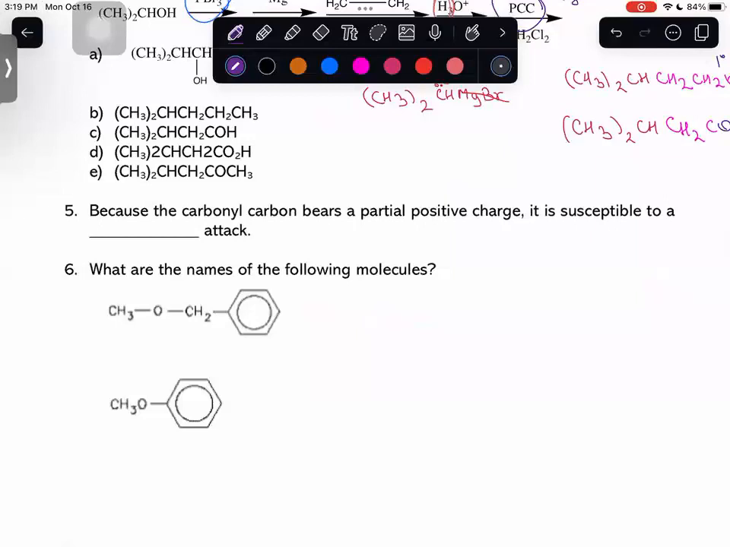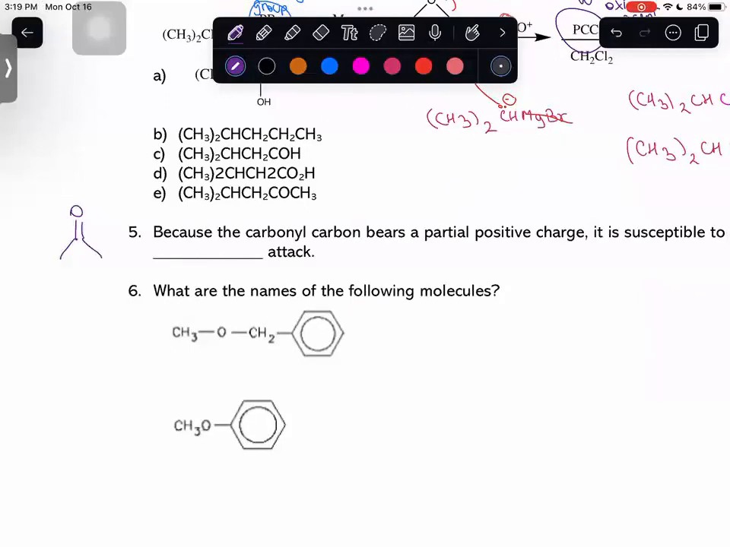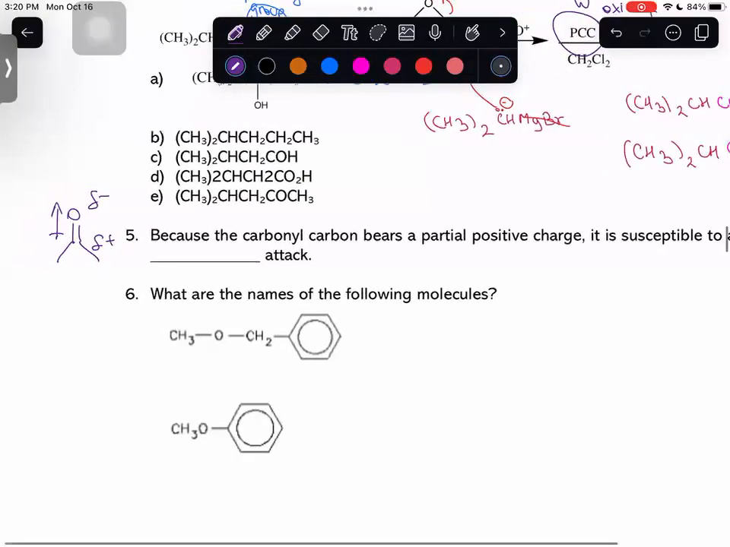Okay, question number 5. This is a conceptual question that we should know. We're talking about the carbonyl group in this case. We know that the carbon in the carbonyl is going to have a partial positive because of that dipole moment. Remember, we're looking at a structure like that, with a dipole moment going towards the oxygen. So I have delta positive at the carbon, delta negative at the oxygen. Now, what kind of attack are we going to do for the carbon in here? What's the name of the attack? It's just nucleophilic. Exactly. That's it.